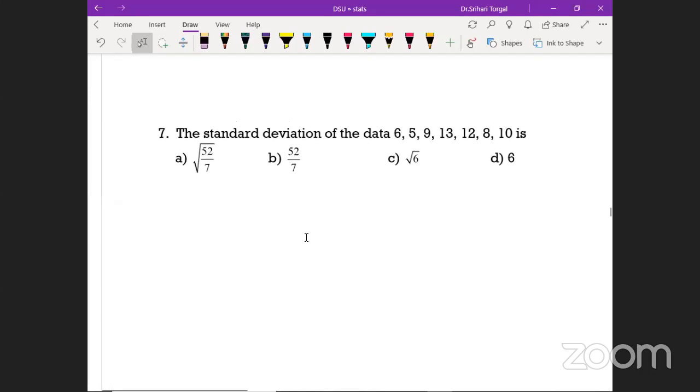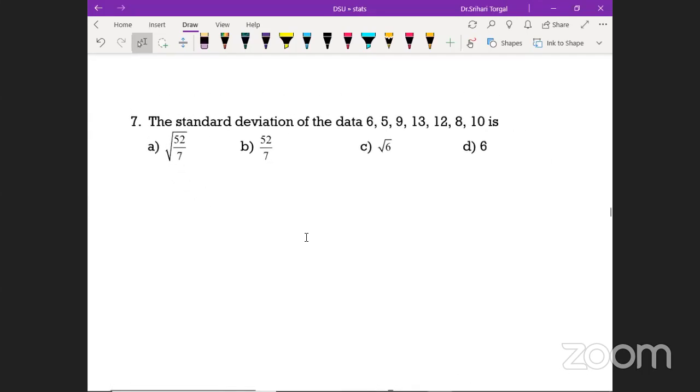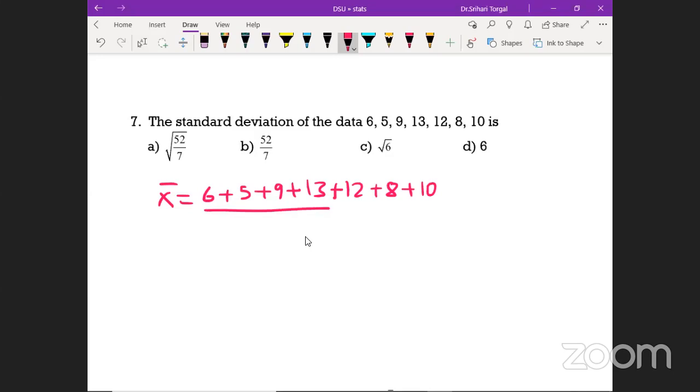Now we'll go for calculating standard deviation. How to calculate standard deviation? You have to find out x bar first. What is that? 6 plus 5 plus 9 plus 13, 12 plus 8 plus 10 whole divided by 7. Total number of items is 7. 11 plus 9, 20. 20 plus 25, 45. 45 plus 10, 55 plus 8, 63. Divided by 7. 9. 9 is the x bar.